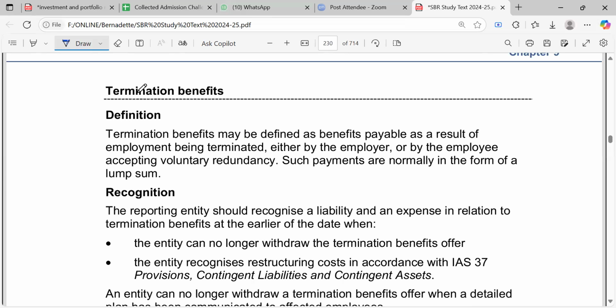Okay, then we have the termination benefits, right? I think we will take that after this.